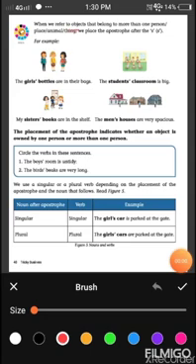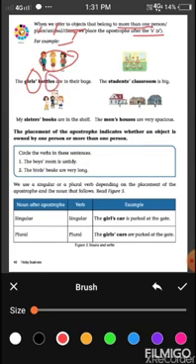When we refer to objects that belong to more than one person, place, animal, or thing, we place the apostrophe after the S. For example, the girls' bottles are in their bags. Here we have more girls, so we are placing the apostrophe after the S. We have the plural form of bottles, so we are changing the verb into are. Shall we move to next?